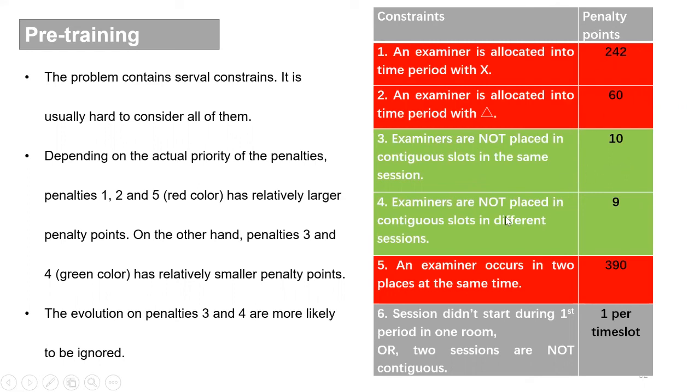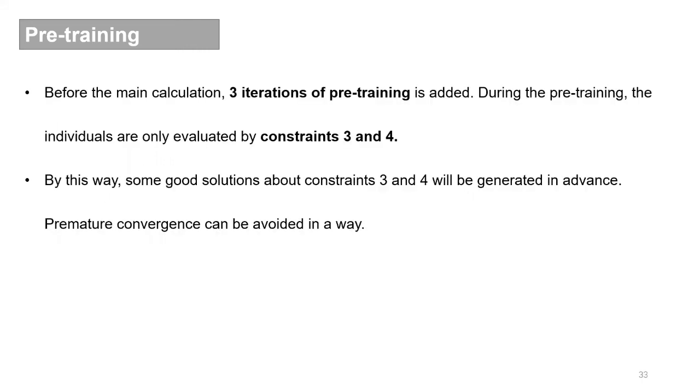This causes a problem because the constraints with larger penalty points will have a higher ability to control the direction of the evolution. In other words, we will lose the evolution information about the constraints with smaller penalty points, which means the constraints with smaller penalty will be ignored during the calculation. To solve this problem, before the main iteration of the GA calculation, we add an improvement, which is called pre-training.